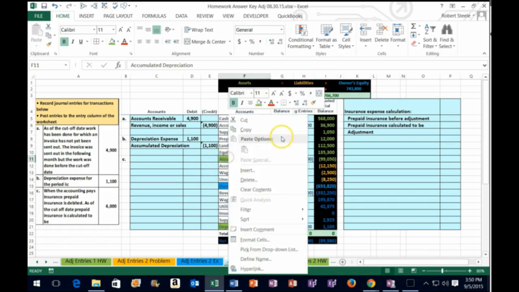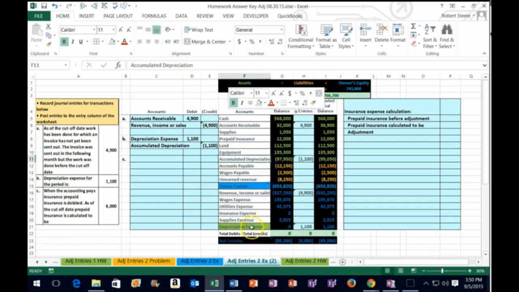Okay, so I'm going to unhighlight these and do the last one here.